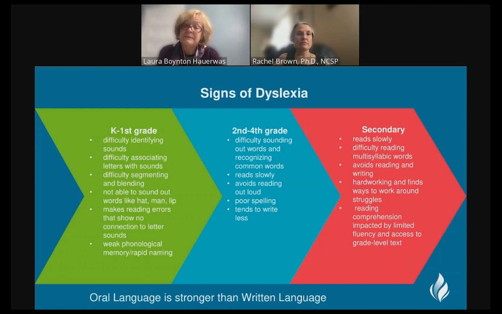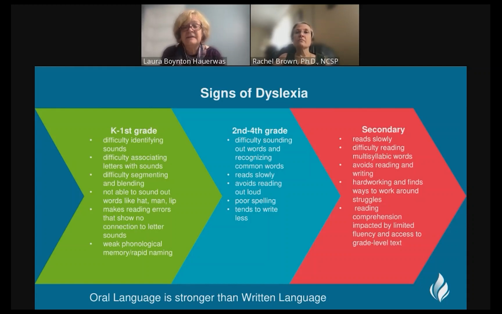By the middle grades, we often see that students are reading more slowly, or they're starting to avoid reading out loud, having difficulty sounding out multisyllabic words. Spelling tends to be an ongoing sign. This can also lead students to write less, depending upon how their teachers are responding to them.